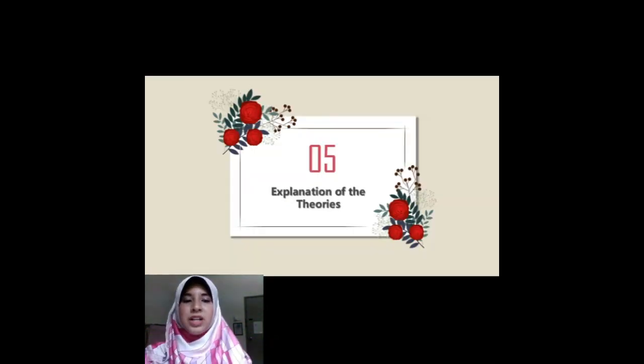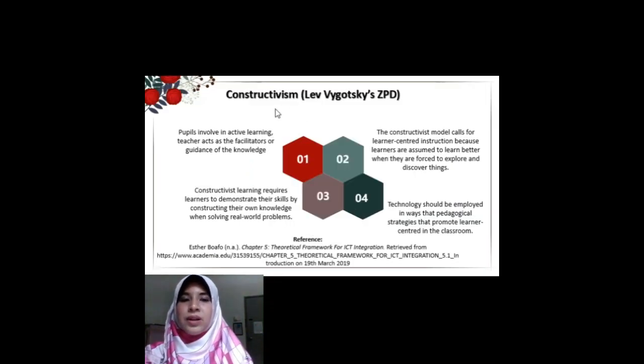Fifth, explanations of the theories. First one, based on the constructivism, Lev-Vygotsky zone of proximal development. So based on this theory, it says that pupils will involve in active learning whereby teacher acts as the facilitators or guidance on the knowledge. And the second one, this constructivist model calls for learner-centered instruction because learners are assumed to learn better when they are forced to explore and discover things.